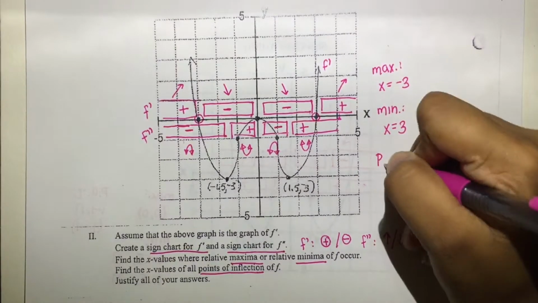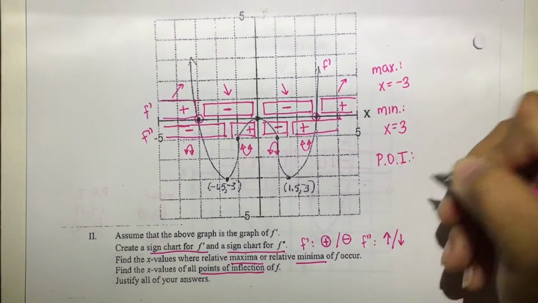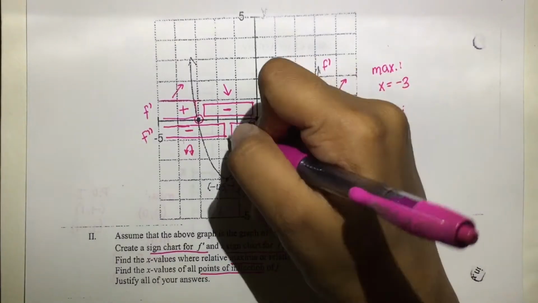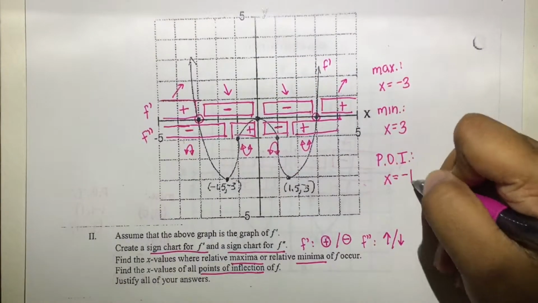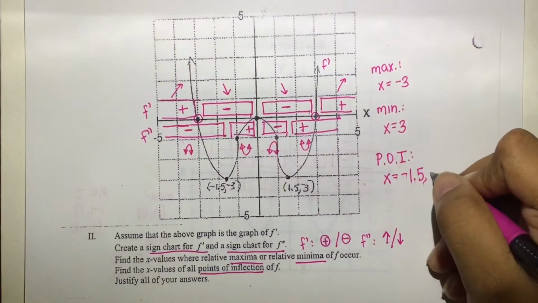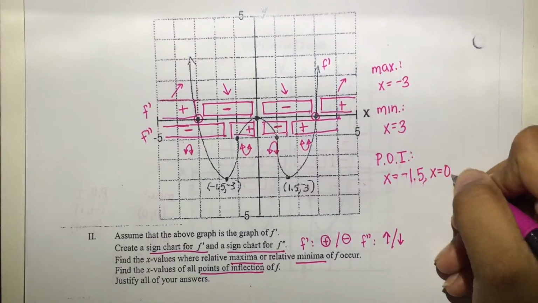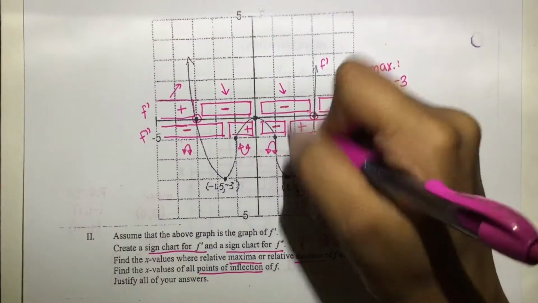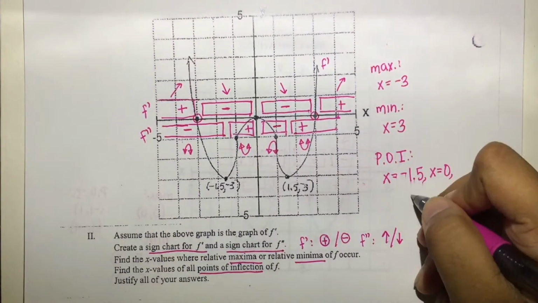-1.5, at the x value of 0, and the x value of 1.5. So the points of inflection are x equals -1.5, x equals 0, and x equals 1.5. And that's our answer.